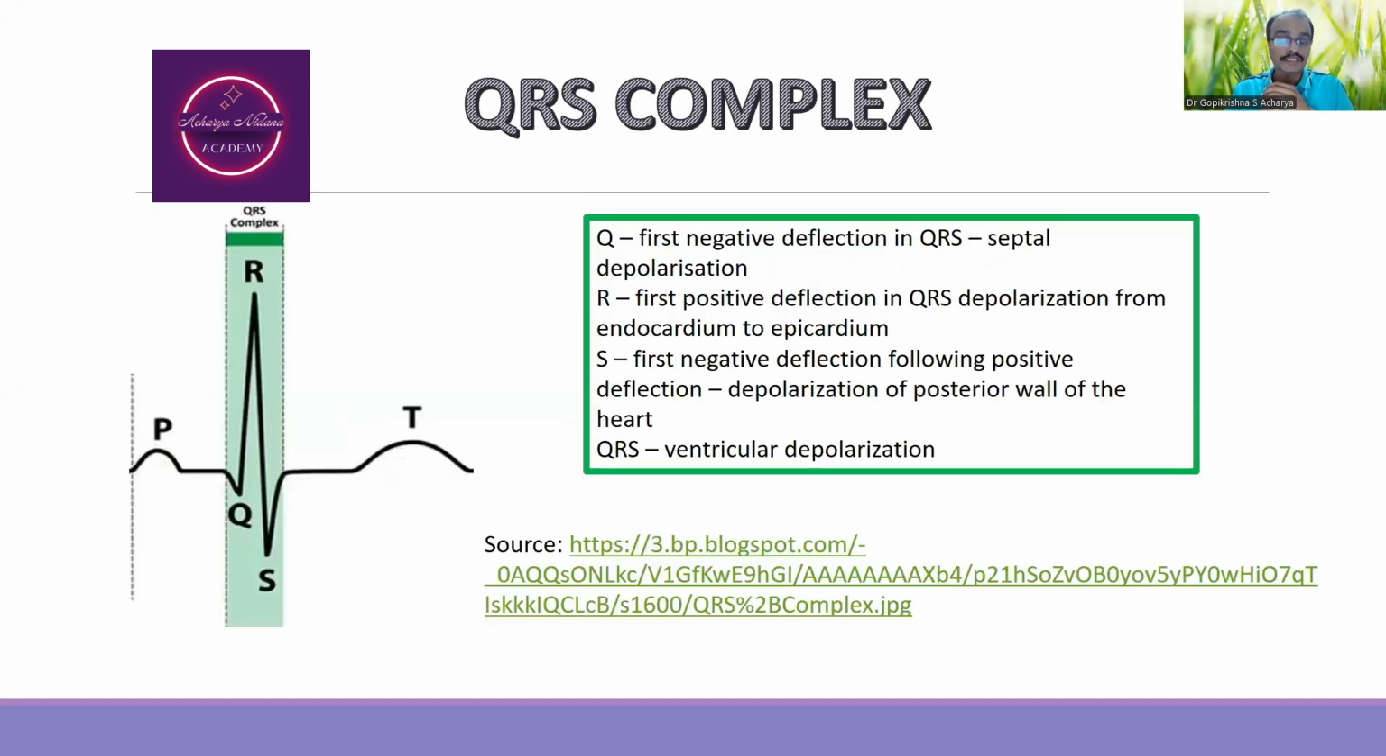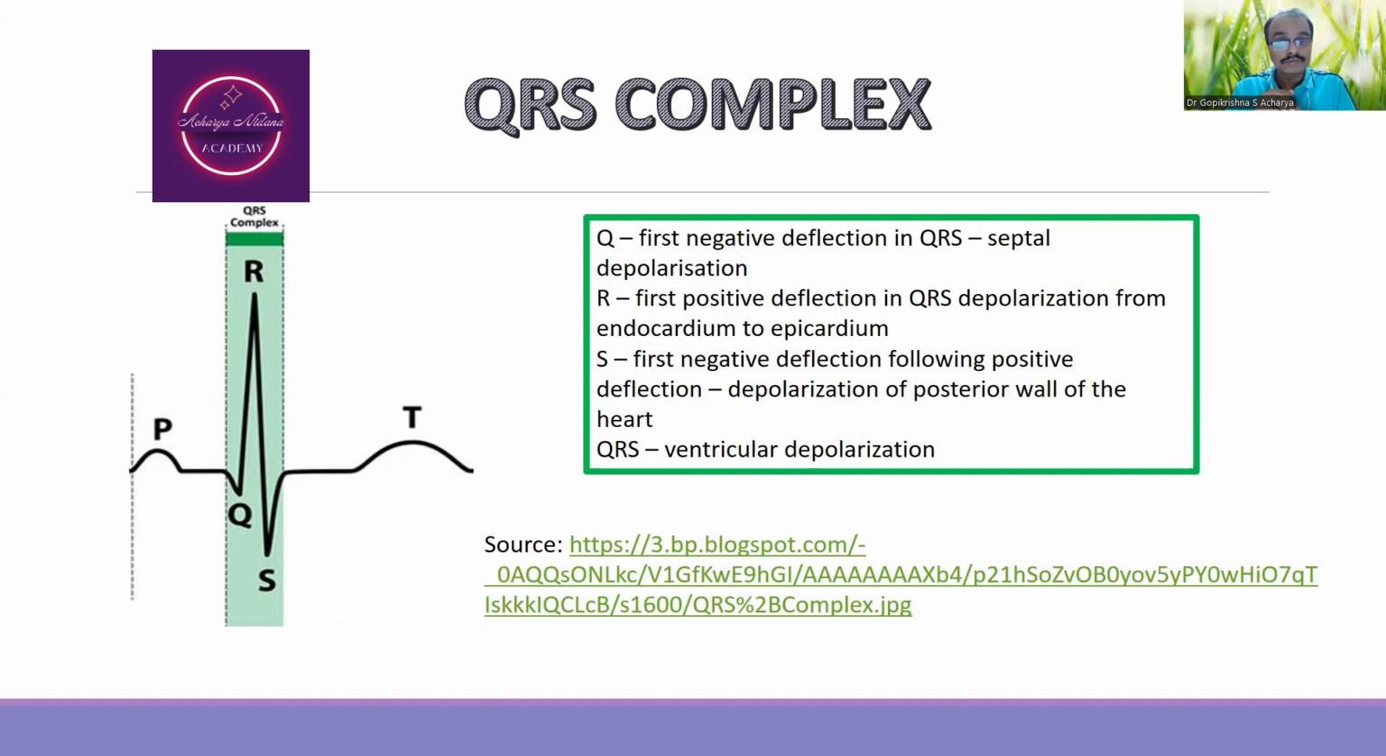The QRS complex is nothing but a group of different deflections seen at a particular time. The first negative deflection in the QRS complex is termed the Q wave. The first positive deflection in the QRS complex represents the R wave. And the first negative deflection following the positive deflection is termed the S wave.